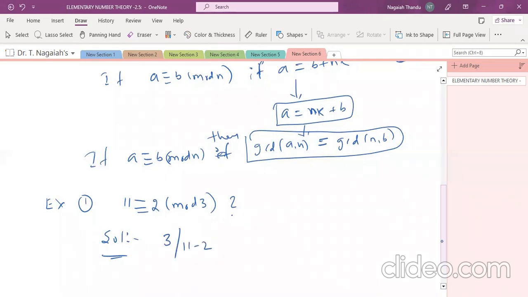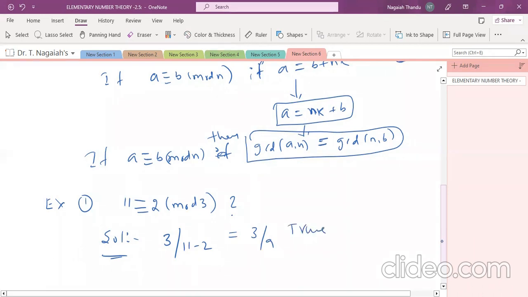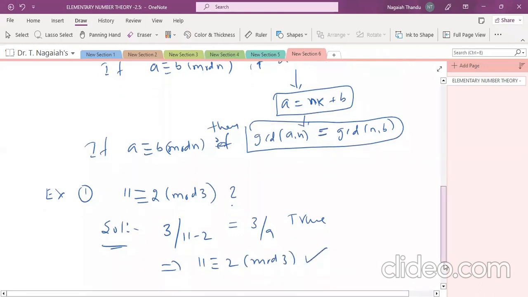n is equal to 3, a is equal to 11, b is equal to 2. 3 divides 11 minus 2 means what? Is it correct or not? This means 3 divides 9. Yes, 9 is divisible by 3. It is correct, it is true. Whenever 3 divides 9 is true, then 11 is congruent to 2 modulo 3 is correct. This is the correct congruence relation.